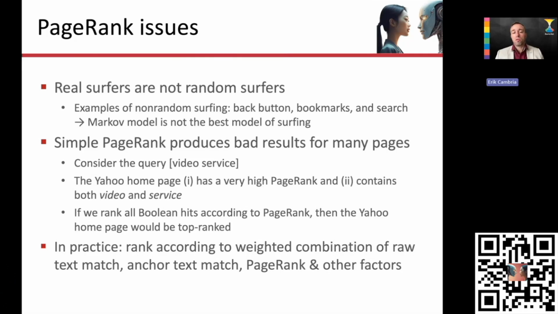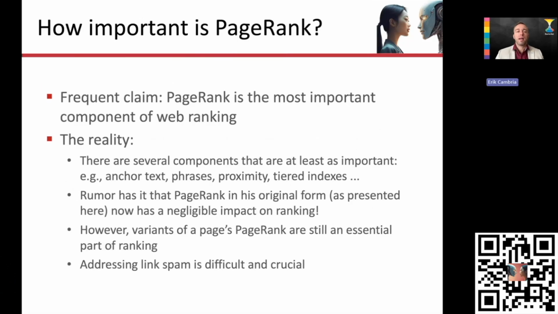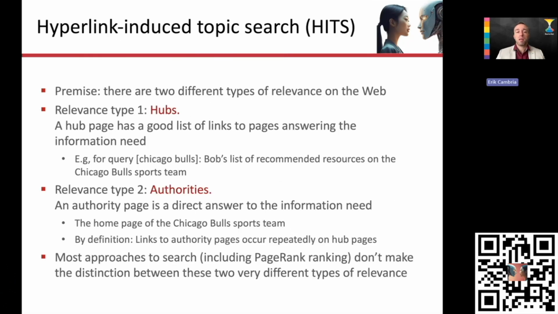So in practice, you use different models that look at, of course, the content of the web page, and also some way to calculate how important a page is based on the quantity of in links that it has. So yeah, the frequent claim is that PageRank is the most important component of web ranking. In reality, it is just a good idea that has evolved so much that now it's almost completely different from the original algorithm.